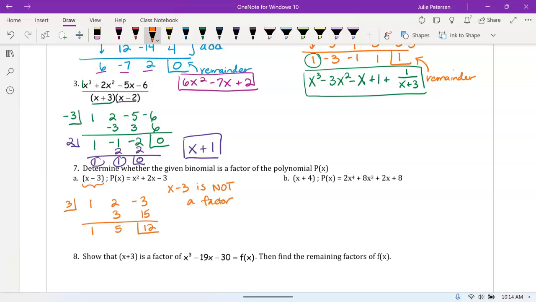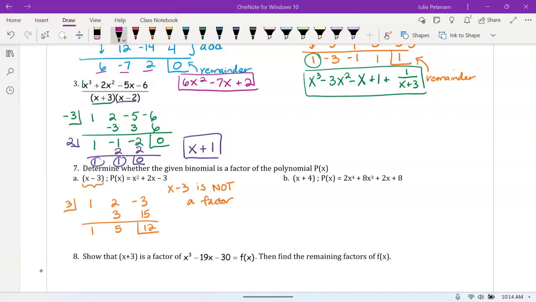Easy. Alright, so I'm going to say pause here and have you try B on your own. So really give it like 30 seconds. Try with your table. See if you guys can do this. See if it's a factor. And then check back here. I'll show you all how to do it.